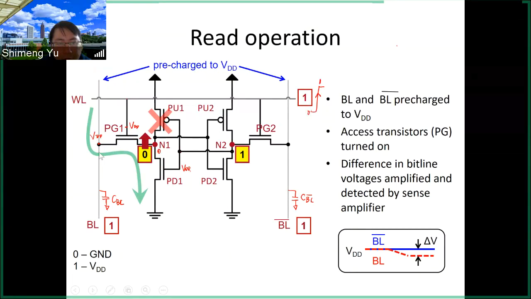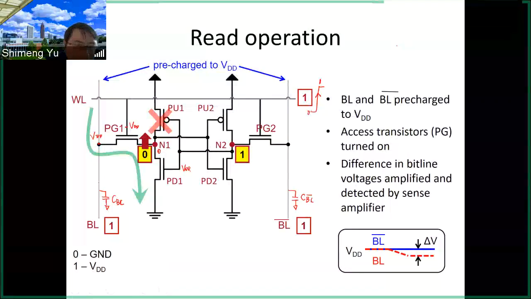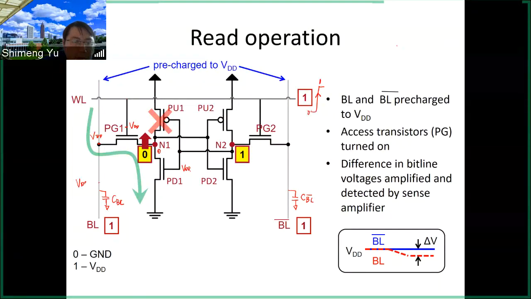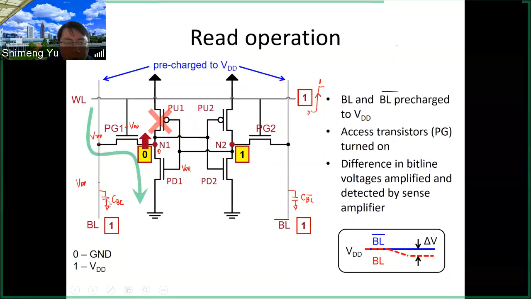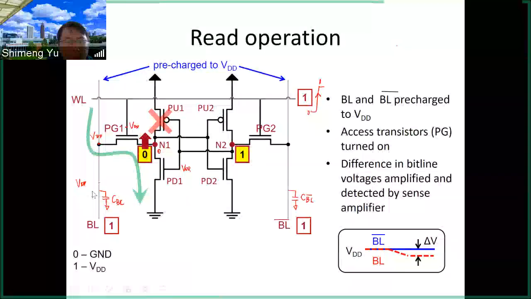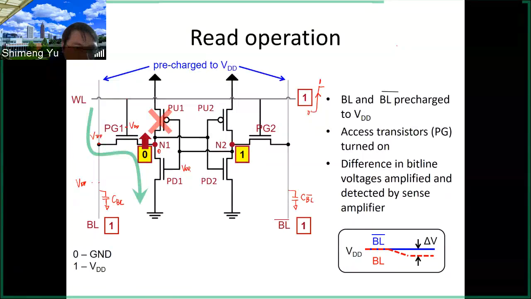Then you will have the current flow from the bitline to the ground. So you see the green path. This is a current flow. This current is going to discharge this bitline cap. Initially, here you have the VDD, but you have this current flow. So this current is going to extract the charge out from the top plate of this cap. Then this voltage is going to decay. That means the voltage will become VDD minus delta V. This is the change of the voltage.